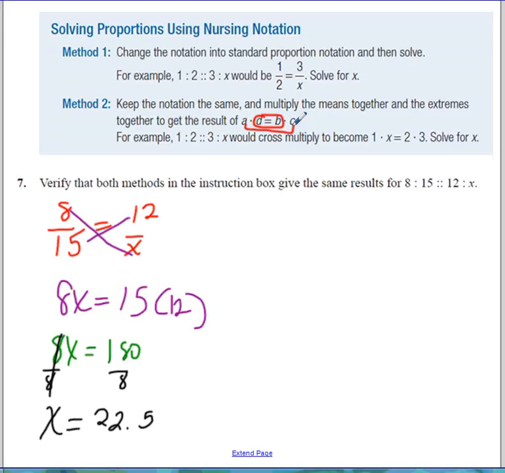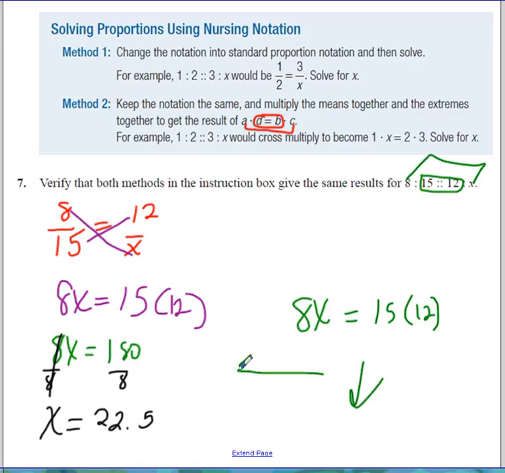And when we look at multiplying with our colon, in the double colon in the middle, we're going to multiply, remember, the inner two together and the outer two together. So we're still going to get our 8 times x equals 15 times 12. And it would continue on the same math. We're not really needing to copy the exact same work, so we'll just verify that we get to that step, 8 times x is the same as 15 times 12.